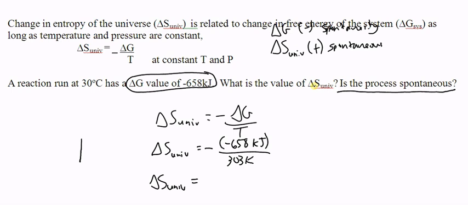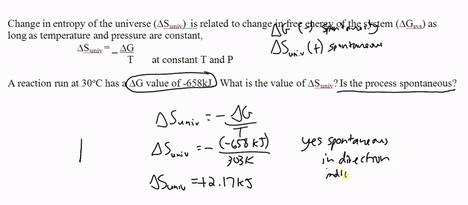So what we have right now is opposite parentheses negative 658 close parentheses divided by 303. And we end up with a value that is 2.17 kilojoules. Now I'm even going to put a positive there to remind me of that. So the entropy of the universe is going to be 2.17 kilojoules. And is the process spontaneous? Yes. Spontaneous in the direction indicated. And so that covers both sides of that question.